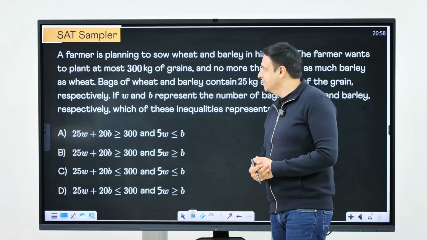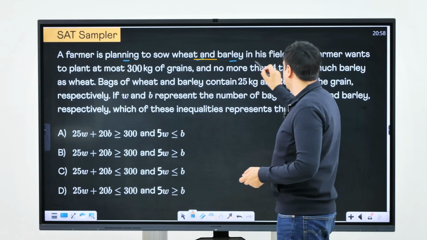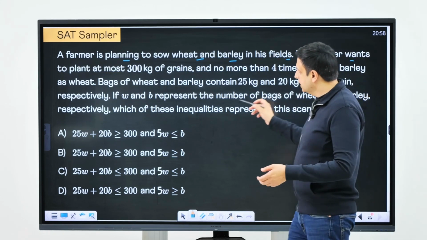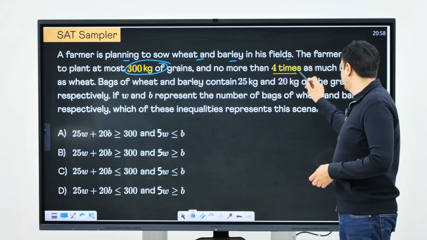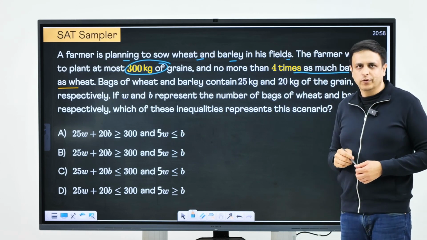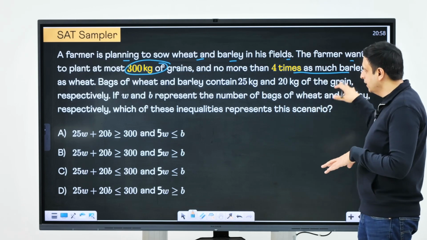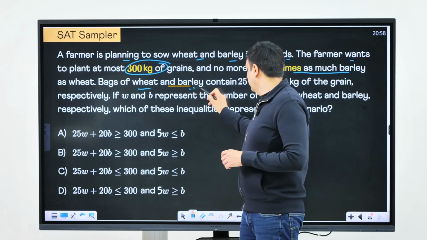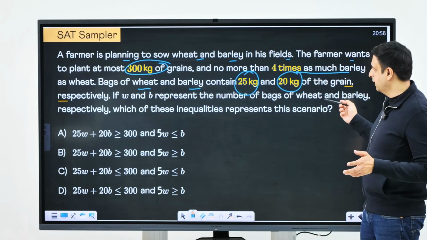Now here's the last SAT sampler on this theme. A farmer is planning to sow wheat and barley in his fields. The farmer wants to plant at most 300 kilograms of grains and no more than 4 times as much barley as wheat. So this wording here seems a bit confusing, a bit convoluted, but don't worry, we'll break this down step by step. Bags of wheat and barley contain 25 kilograms and 20 kilograms of the grain respectively.